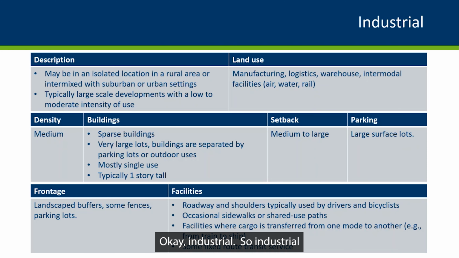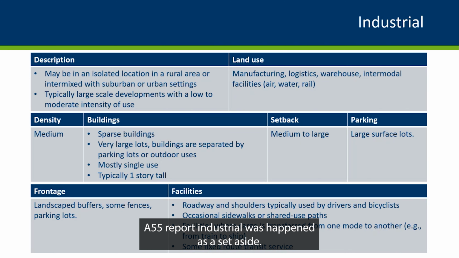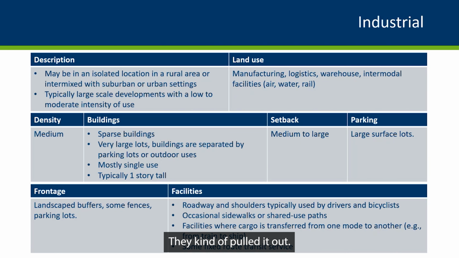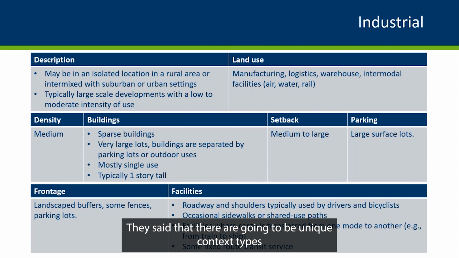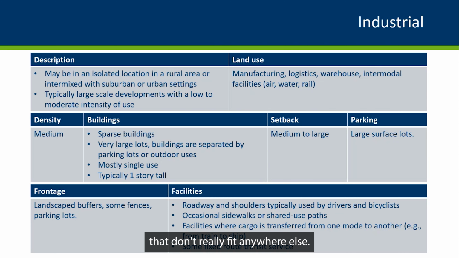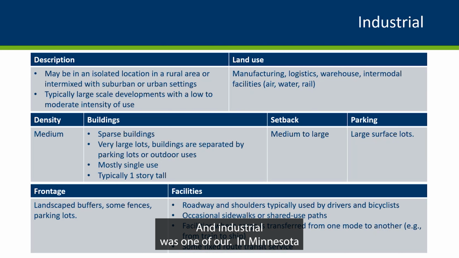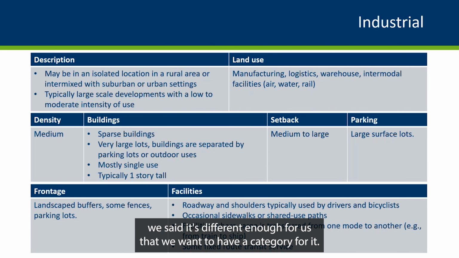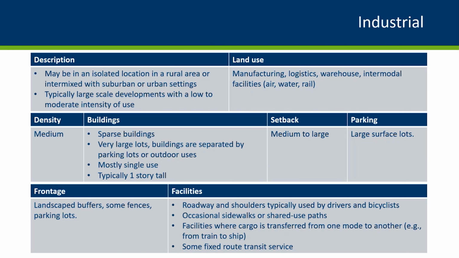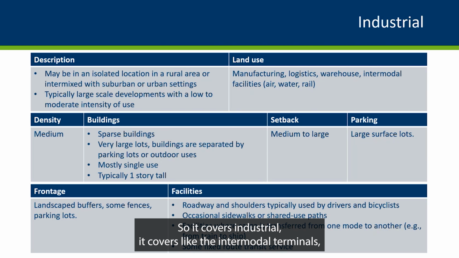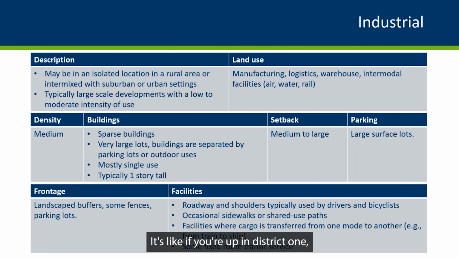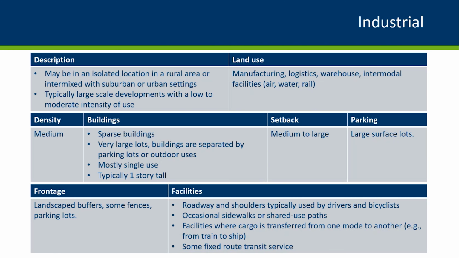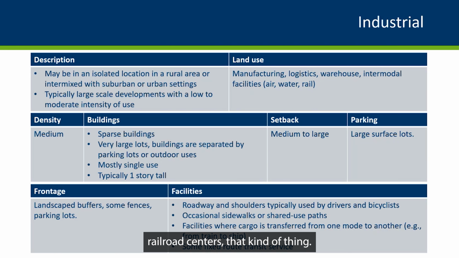Okay, industrial. So industrial is a unique one. In the NCHRP 855 report, industrial happened as a set aside. They kind of pulled it out and said there are going to be unique context types that don't really fit anywhere else, and industrial was one of them. In Minnesota, we said it's different enough for us that we want to have a category for it. So it covers industrial, the intermodal terminals, the ports, like if you're up in District 1, railroad centers, that kind of thing.